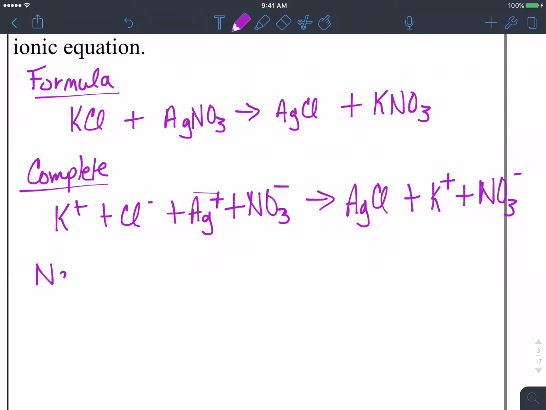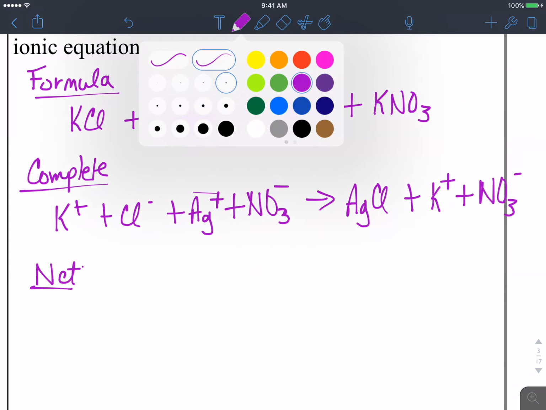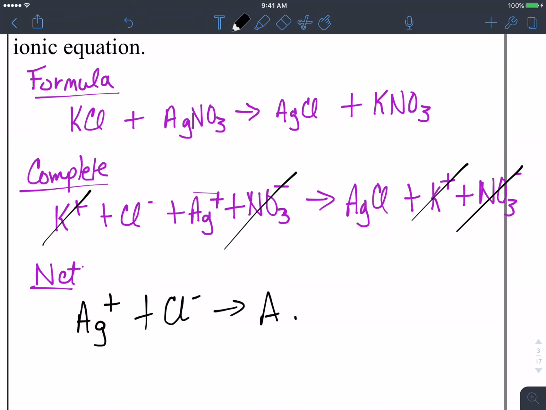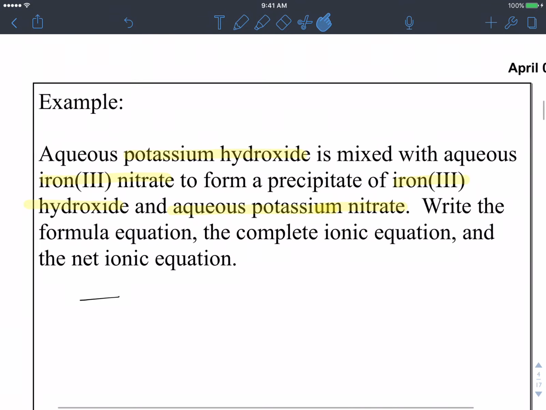Now to make our net ionic equation, we need to determine which of these are the same on both sides. K plus is the same on both sides, NO3 minus is the same on both sides, and so our net ionic equation would be Ag plus Cl minus gives you AgCl. Now you're probably asking yourself, does it matter if we put Cl minus plus Ag plus gives you AgCl? No, it doesn't. Convention just says that you usually list the positively charged ion first and then the negatively charged ion afterwards.